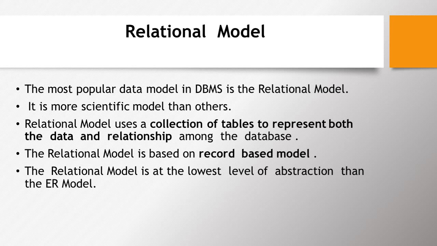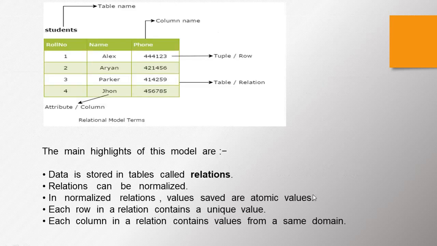This relational model is the most popular model in DBMS. So why? Because it is called as most popular model. It is also called as record based model. Mainly it is used as a collection of tables to represent both the data and their relationship among the database. This relational model will be available at the physical level, that is your lowest level of abstraction in the ER model.